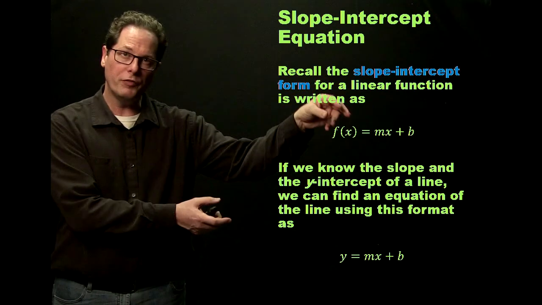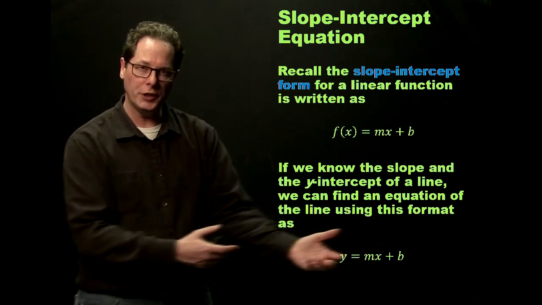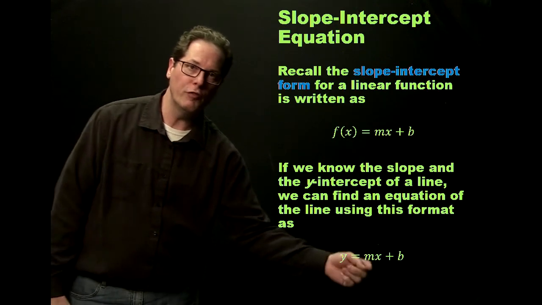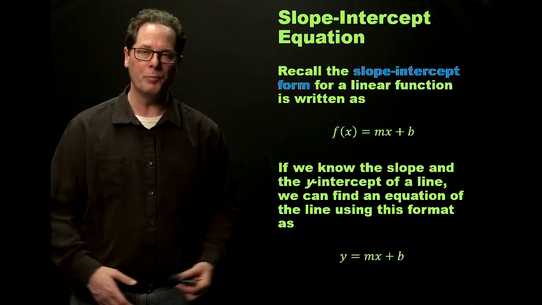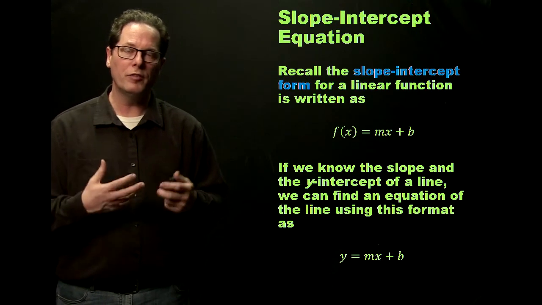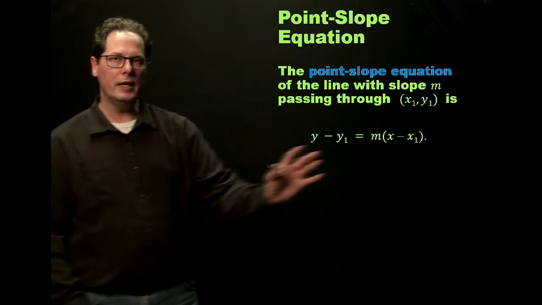Now, if we replace our function notation with a dependent variable y, we get an equation that tells you the relationship between x and y in this linear fashion with the slope m and the y-intercept b. So for a given set of points, what is the equation of the line that goes through those points? So we need some more information.